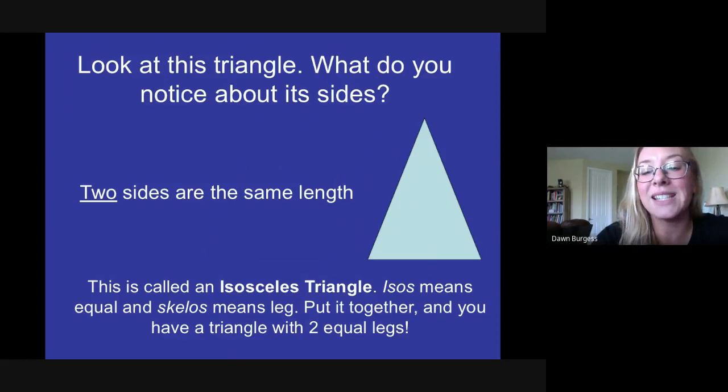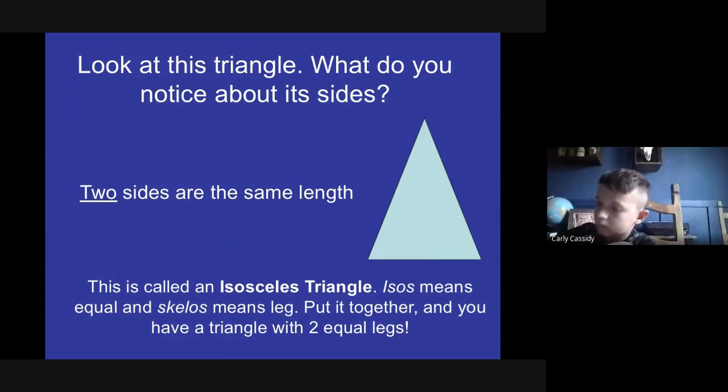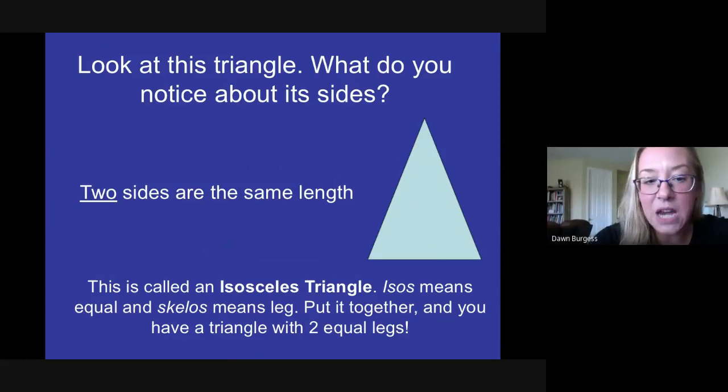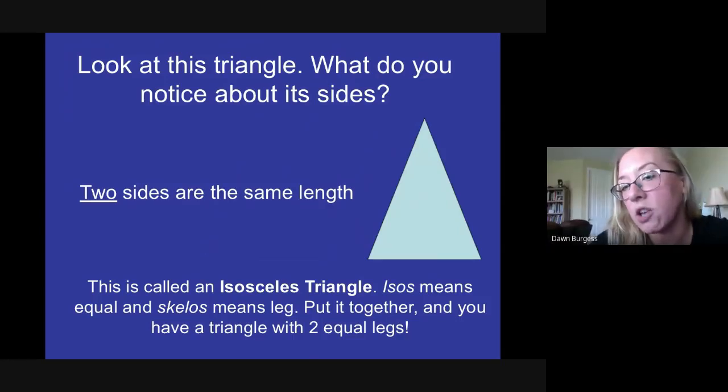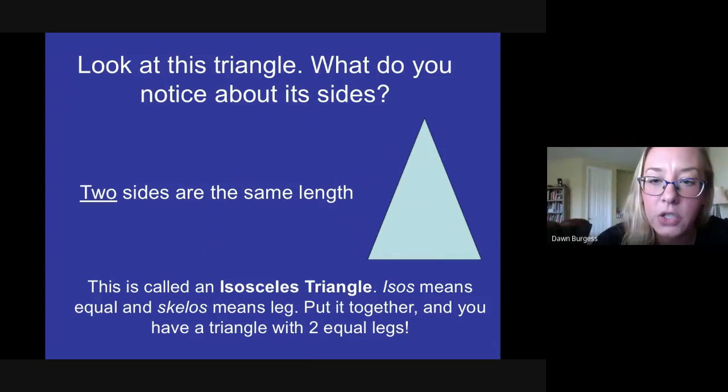So this is called an isosceles triangle. Isosceles means equal and skelos means leg. If you put it together, you have a triangle with two equal legs. Okay, so isosceles triangles have two congruent sides, two equal lengths.